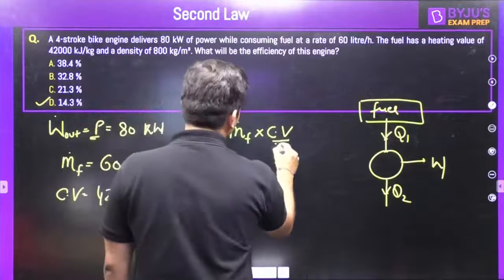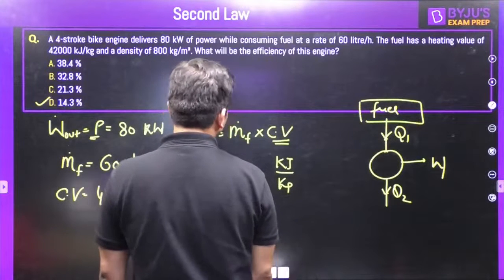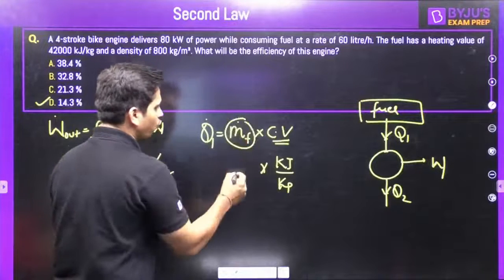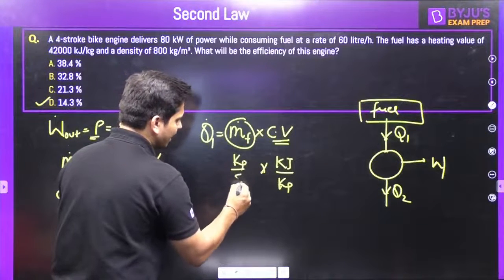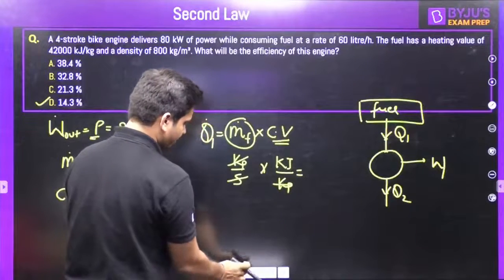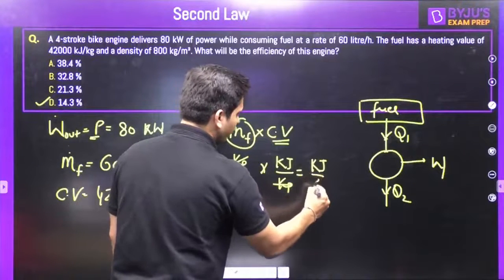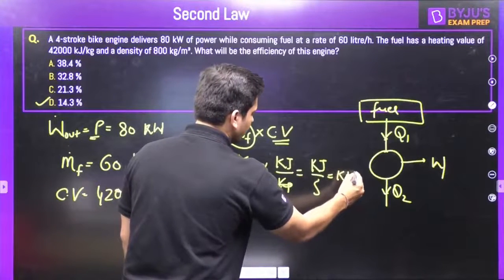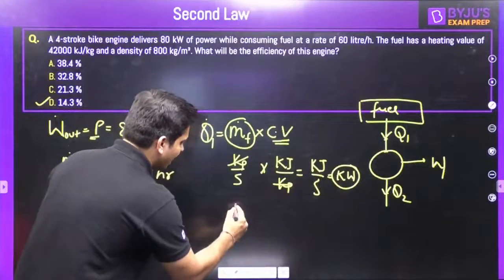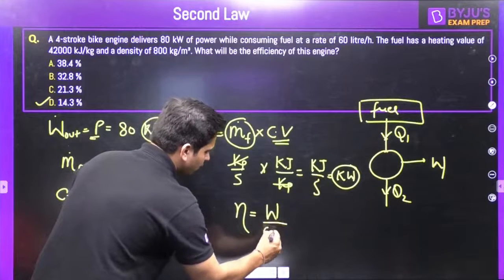Now this is in kilojoule per kg. So I need to calculate the mass flow rate of fuel in kg per second. Then only I will get kilojoule per second, which is kilowatt. So this is in kilowatt. I need to calculate this also in kilowatt, and I will put efficiency is equal to W upon Q1.